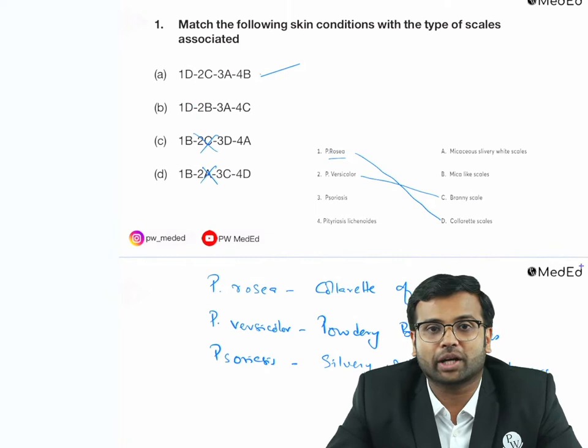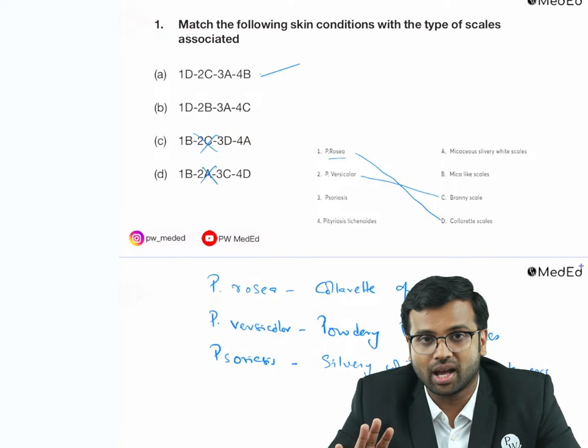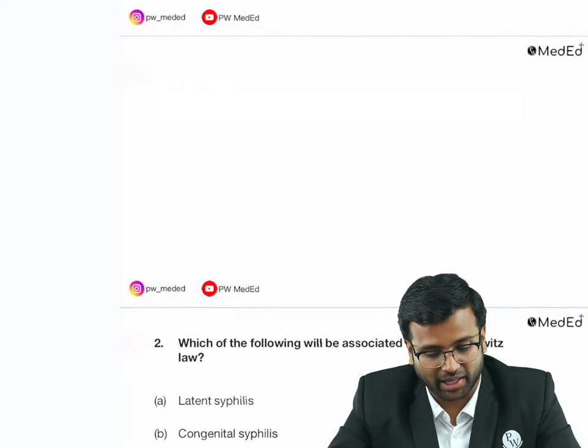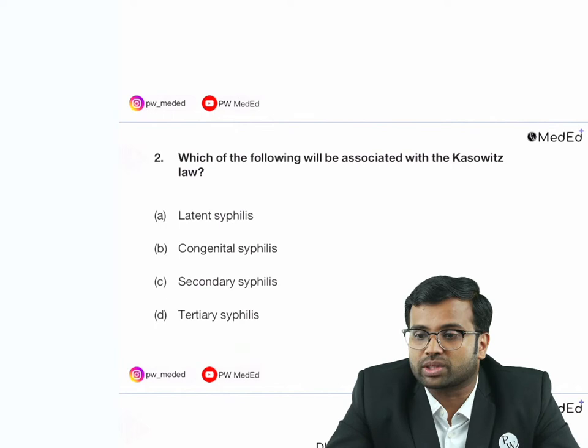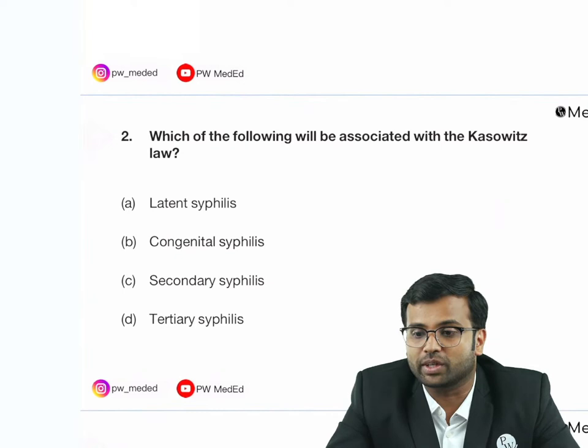So that is about the first MCQ. I hope that you got the point. In this MCQ, they have discussed about four of the diseases, about the peculiarity of the scaling. Now let's see the next one. Which of the following is going to be associated with the Kassowitz law? So who can answer?